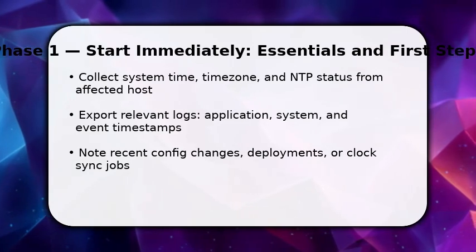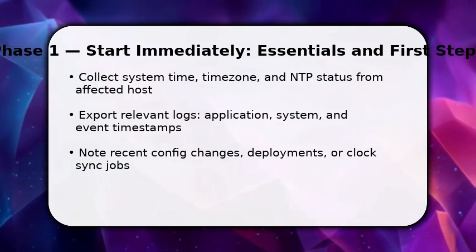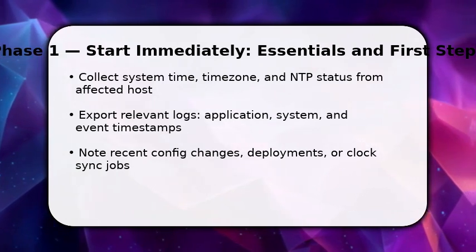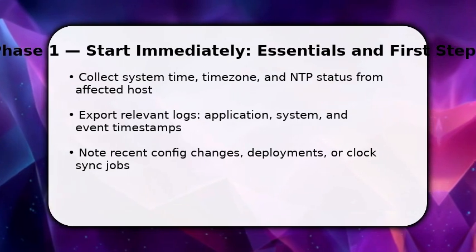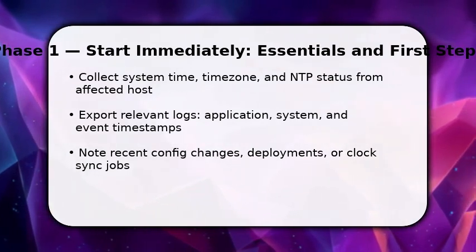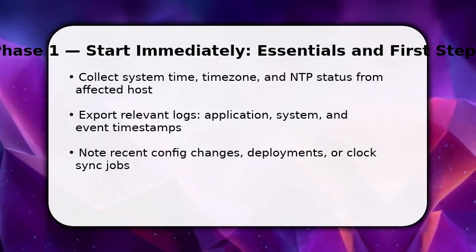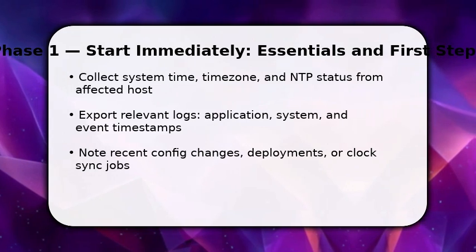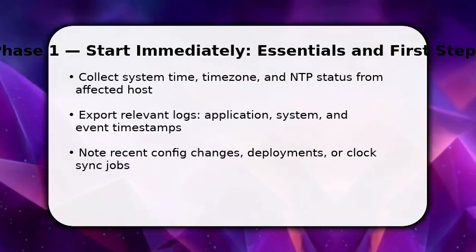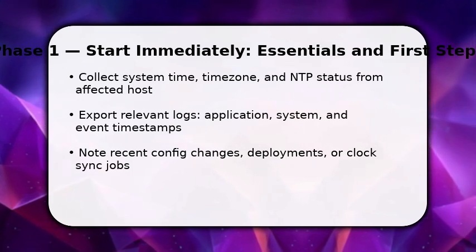You start by confirming the host clock and sync state. Check system time, time zone, and NTP/Chrony status immediately. Once done, pull the application and system logs that show the offending timestamps and save them for comparison. Make sure to note any recent deployments, updates, or automation that could have altered time settings. These clues explain whether this is a one-off drift, a configuration mismatch, or a service-level bug.